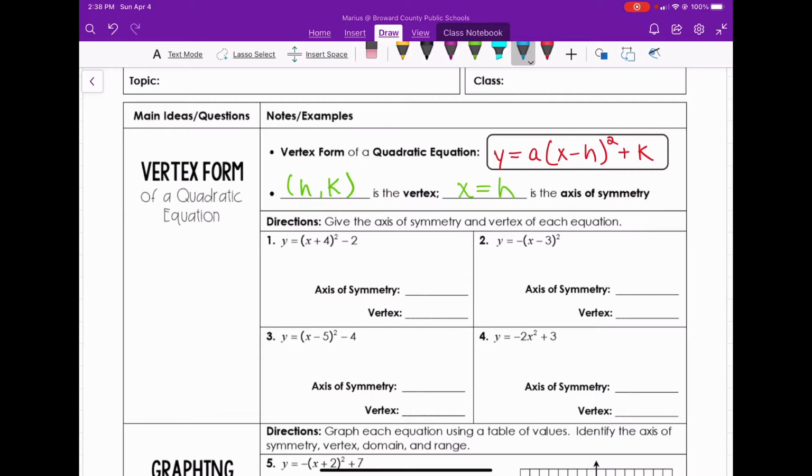And today we're going to do another algebra lesson about the quadratic equation. More specifically, we're going to talk about the vertex form of a quadratic equation. So first of all, we need to start with what is the vertex form of the quadratic equation.